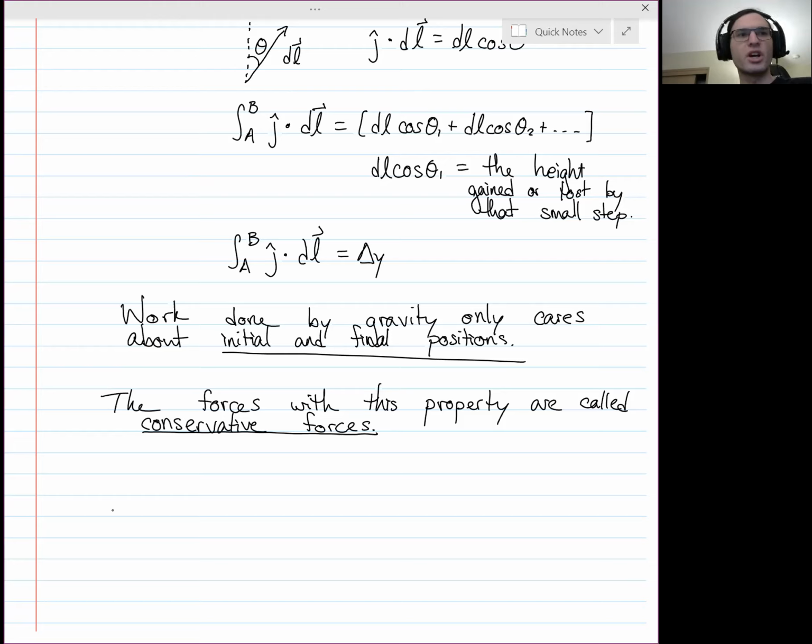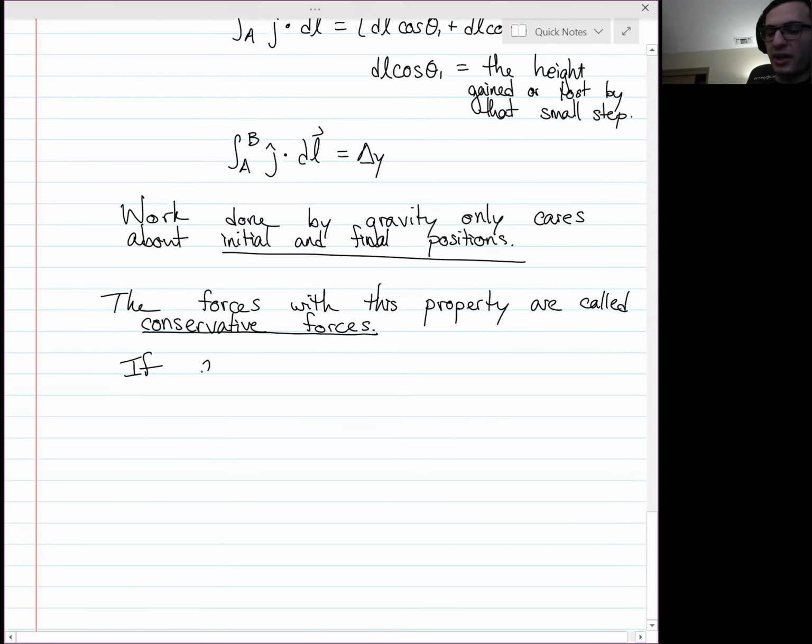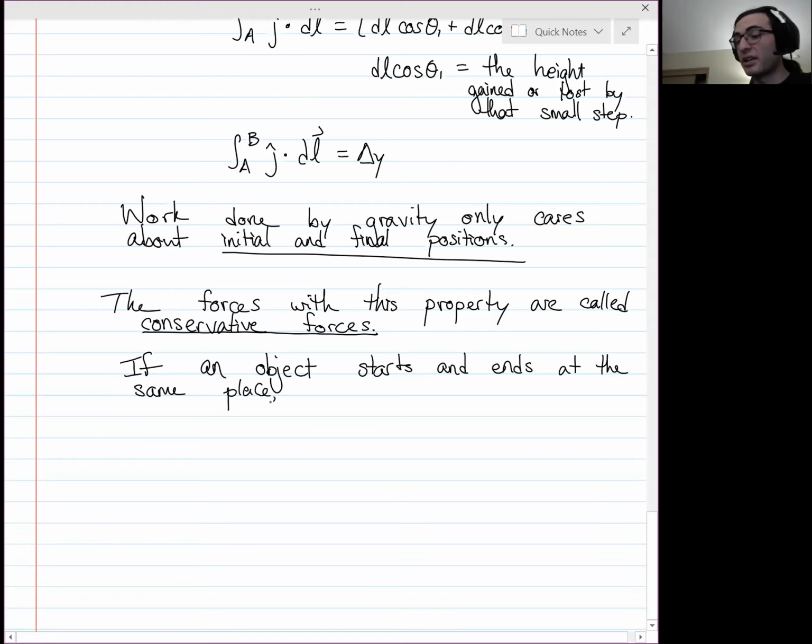They're just contrasted with non-conservative forces. The reason we call them conservative forces is because they have something to do with energy conservation. There is a weird consequence of forces that are conservative, though. If an object takes a path that starts and ends at the same place, regardless of the path taken, like it could go around in a loop or 8 loops or 38 loops, conservative forces don't do any work. They do 0 work.